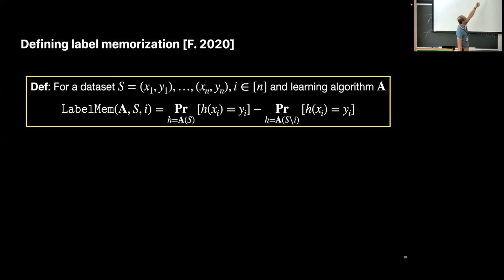The first value is just the probability that the model output of the algorithm agrees with the example that it has seen. That's just empirical accuracy on that particular example, minus the probability that the same model trained without that example will agree with this example. And the reason it's probability is because everything is randomized. The intuition here is that if there is a big improvement in the accuracy as a result of seeing just that example, then this label is likely memorized.